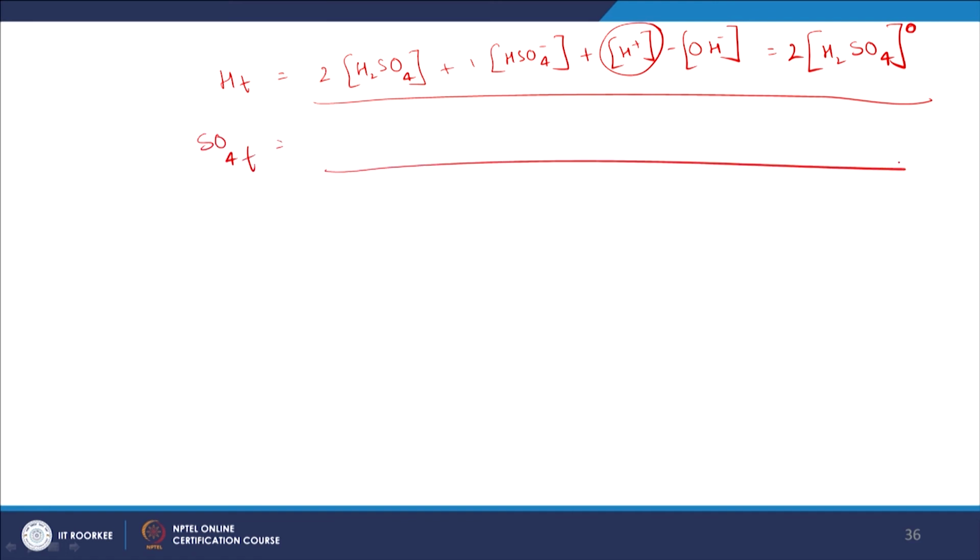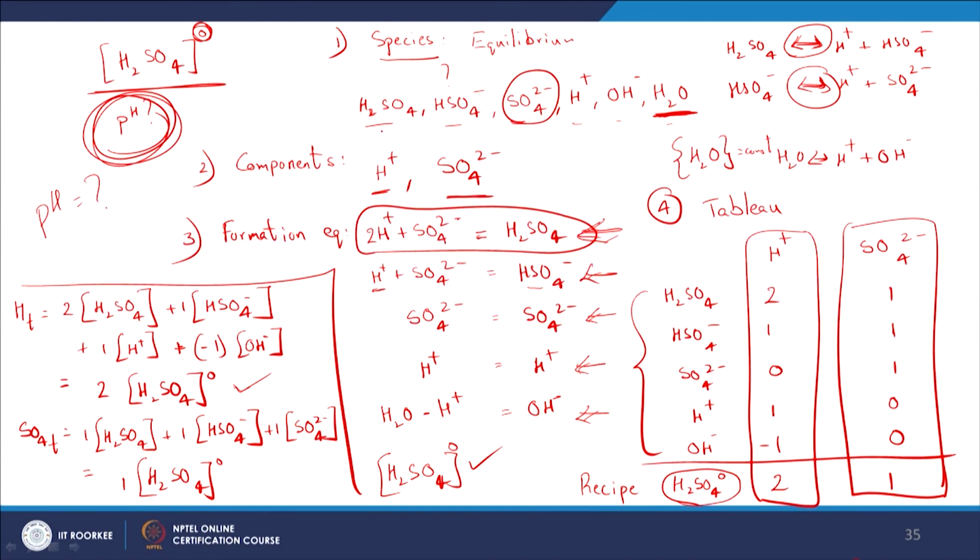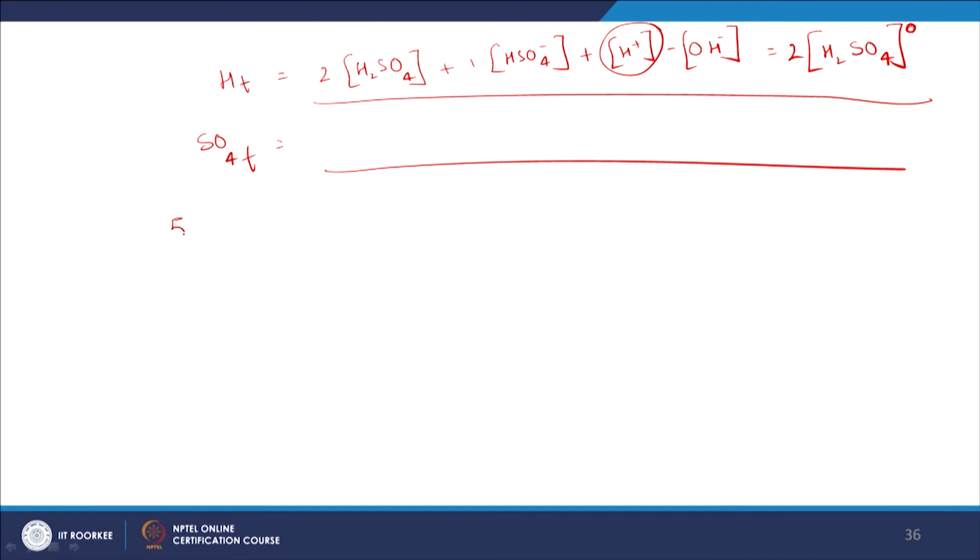So you have that equation, but just by 2 equations you can't solve for how many unknowns. How many unknowns do we have here? We have 5 species, I guess, 1, 2, 3, 4 and 5. So we have 5 unknowns, right, which are, what are they now? H plus, OH minus, SO4 2 minus, HSO4 minus and H2SO4, right. But we have only 2 equations from the component balance.